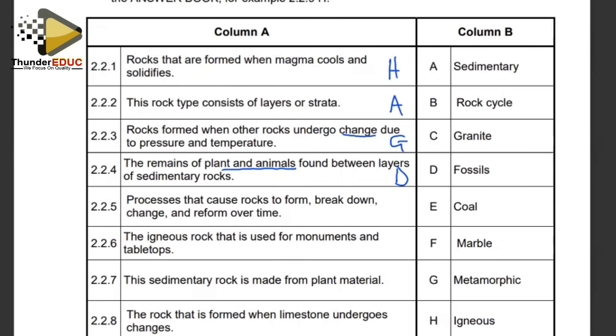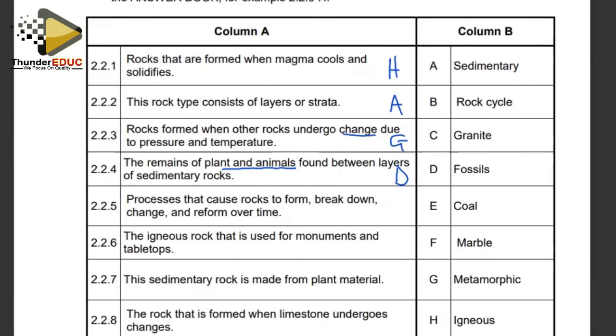2.2.5. It says processes that cause rocks to form, break, we've talked about that. That is basically a rock cycle, which is B, the cycle of the rocks. Rocks change from one form to another. So that is the rock cycle.